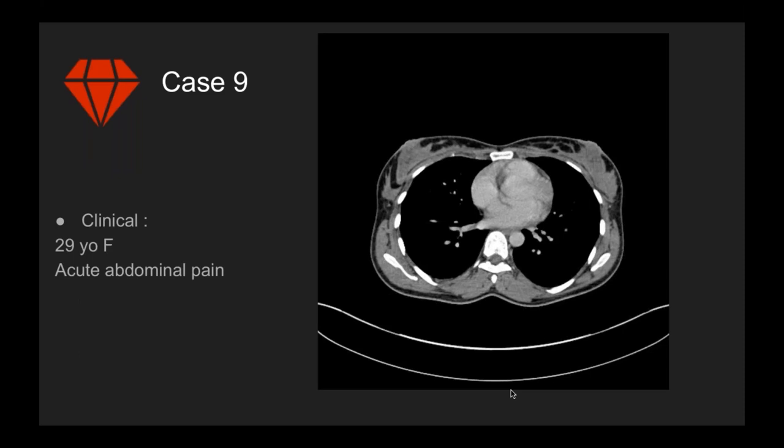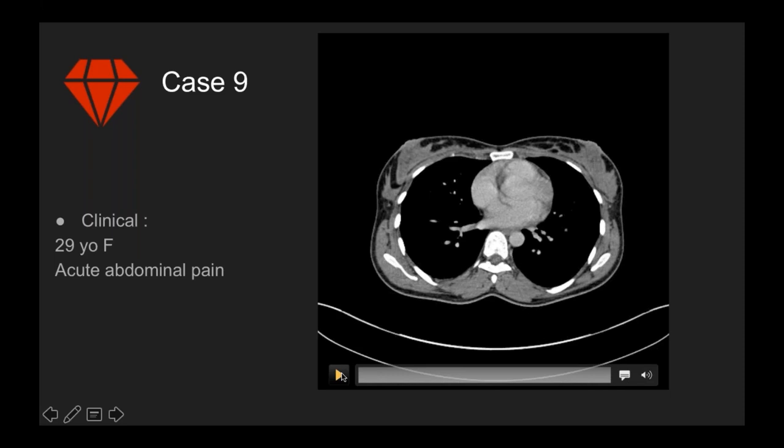Excellent. Okay, so we're actually on to the last case already, which is great. We've done this really fast, which is great, and we'll be done well in time for 8 o'clock. So the last case here is a 29-year-old female, and she's presenting to A&E with acute abdominal pain.